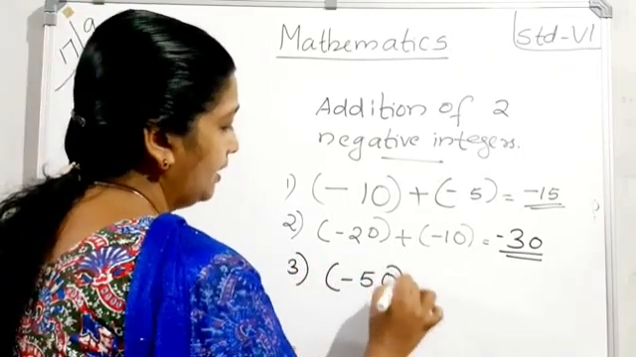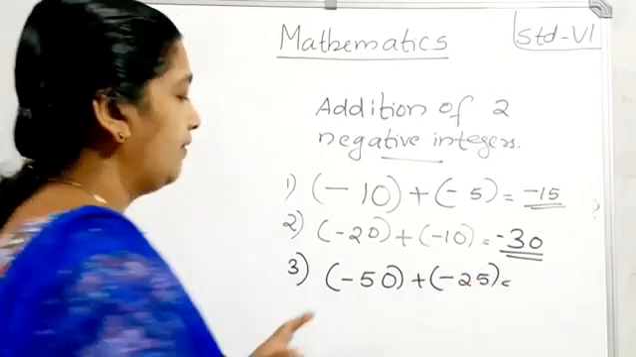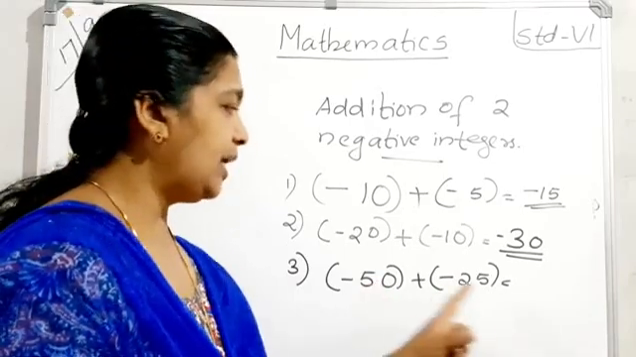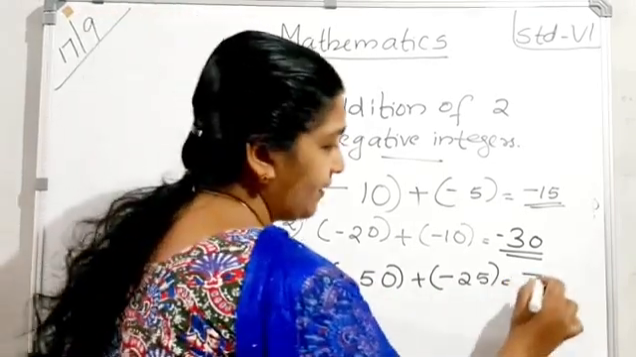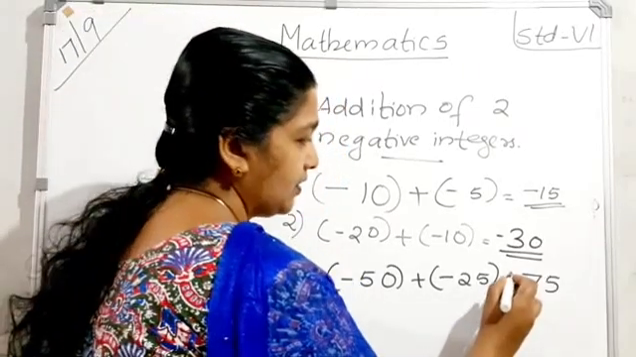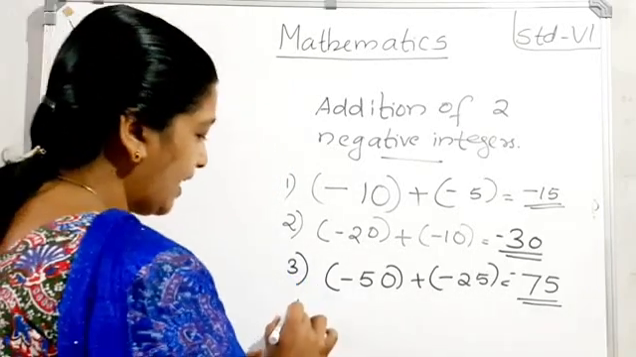Minus 50 plus minus 25. When we add two negative integers, that is 50 plus 25, that equals 75. Then which symbol we want to put? Minus, negative symbol, that is minus 75. Clear? Then you will say the answer. Next one.